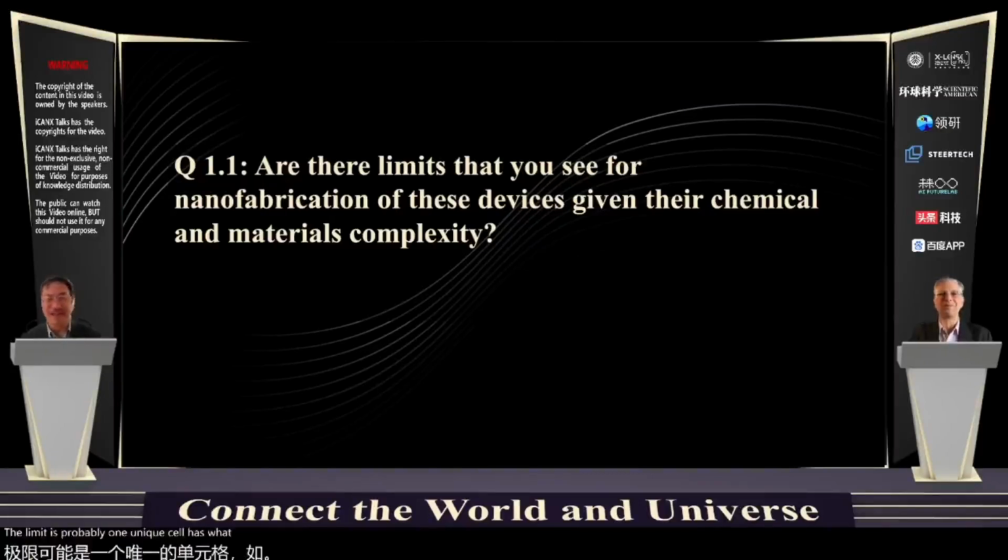If you thin it further, there's no such need. But 1 unit cell, like 6 angstrom, is small enough for many purposes. So I believe the limitation could be 1 unit cell. That's what I might answer to this question.